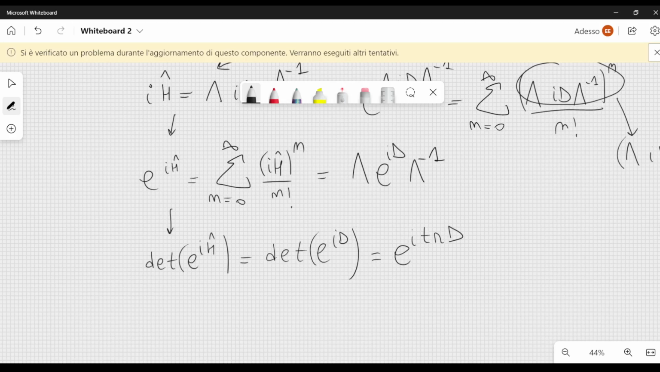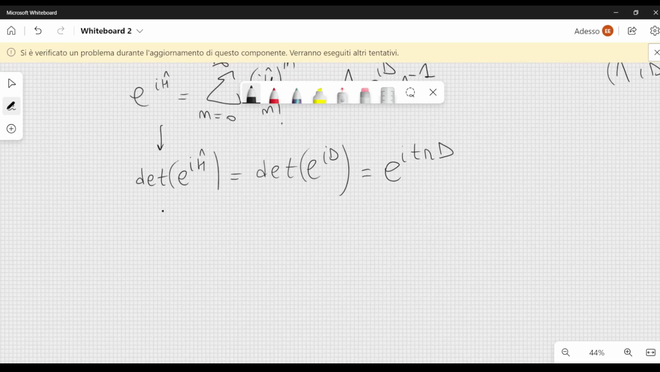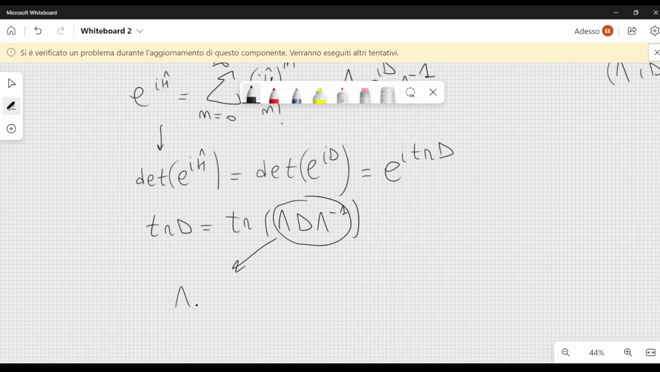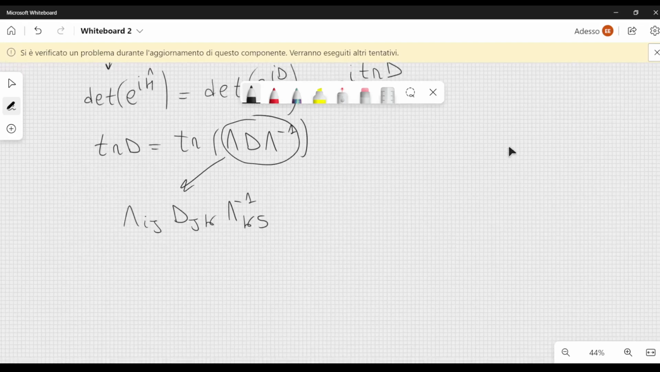Now another simple thing to see is that the trace of D is equal to the trace of lambda D lambda inverse, and it's quite easy to prove by using index notation. If you write this by using index notation, you can easily check that you get this equality. So let me do it. You can write it as, for example, lambda_ij D_jk lambda inverse_ks. Let me use s as another index. So you have to sum over j and also over k.